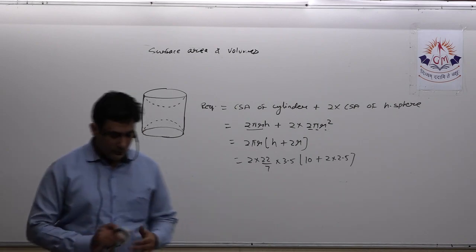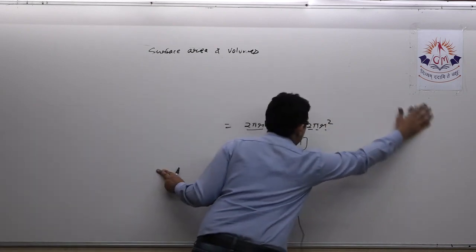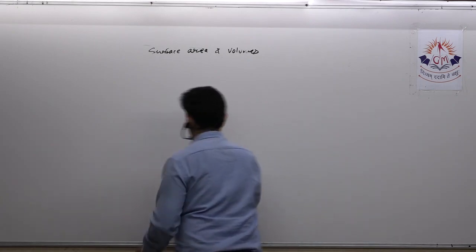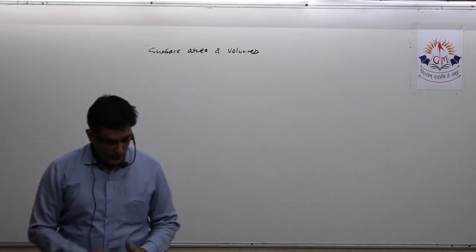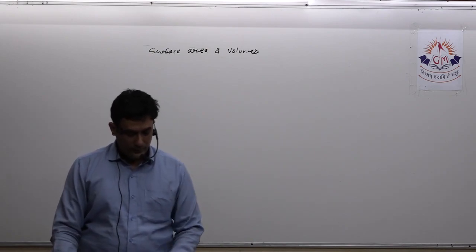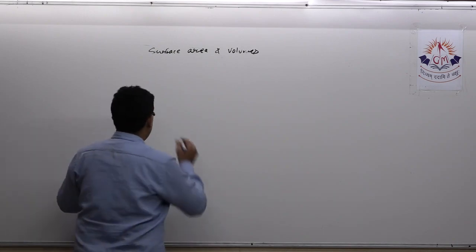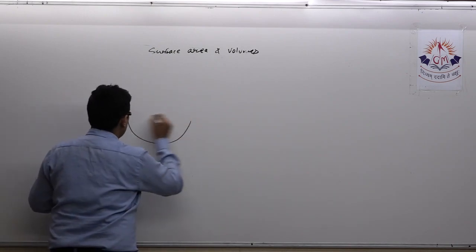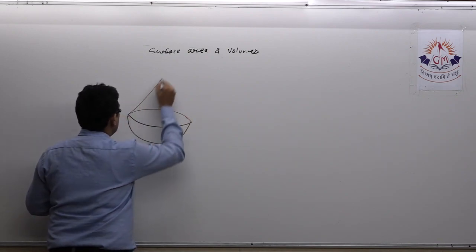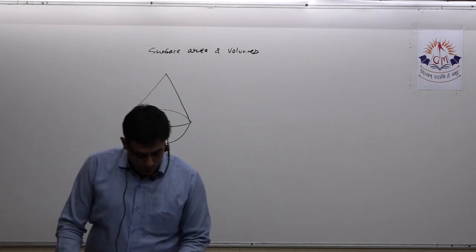Okay, next we will see question number 10, its first part. Question number 10 says a solid is in the shape of a cone standing on a hemisphere. Something like this. This is a hemisphere, and this is the cone, which is standing on the hemisphere. Something like this is the solid.